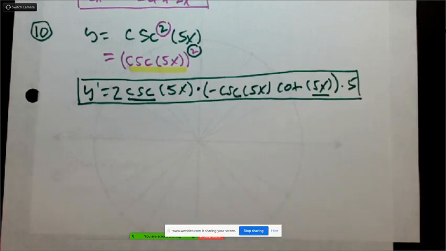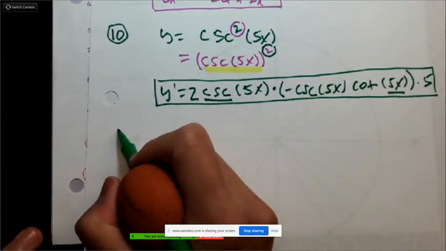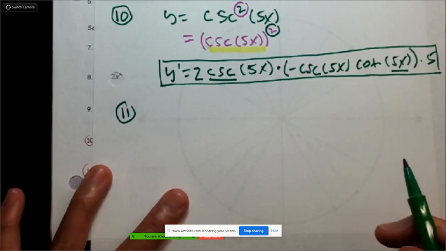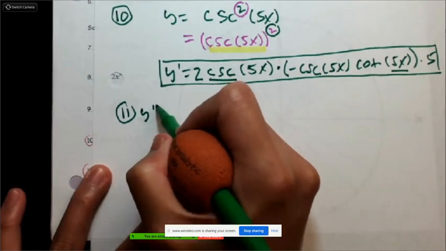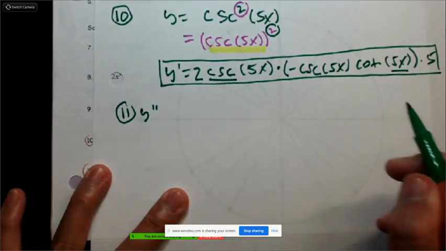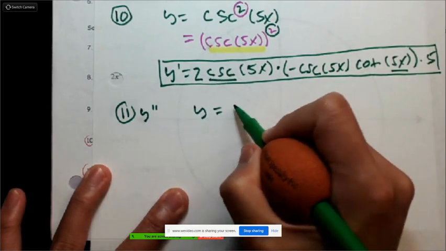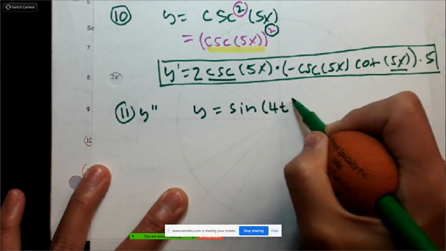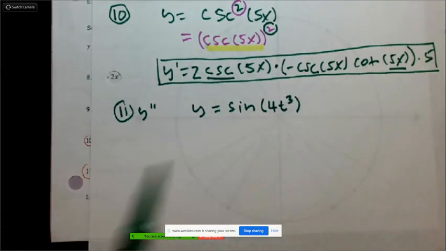You guys ready for number 11? Okay, 11. Number 11 says find the double derivative. So we're looking for the second derivative of the following. Y is equal to sine of 4t cubed.